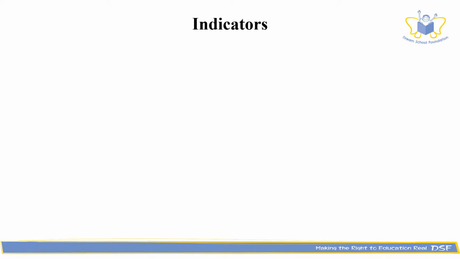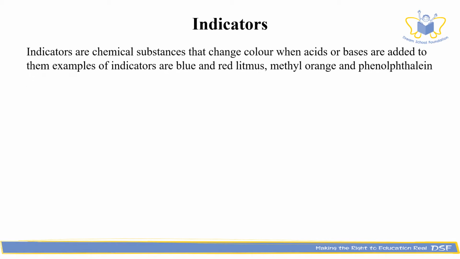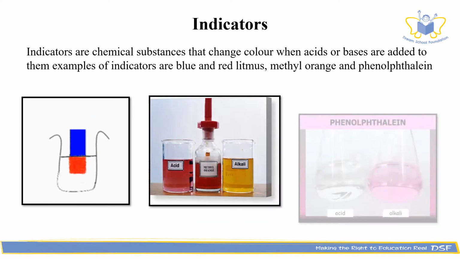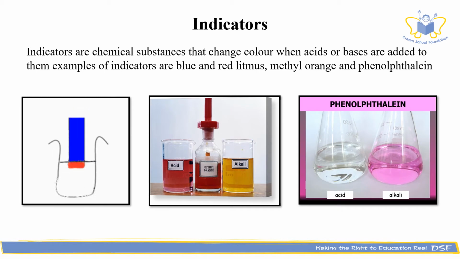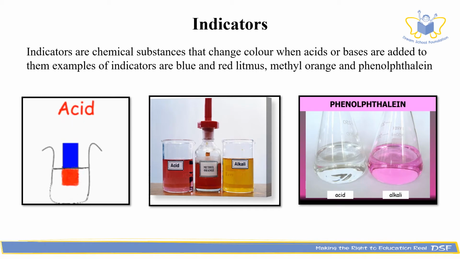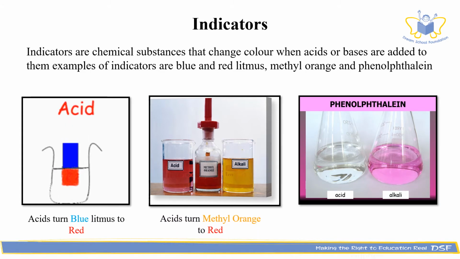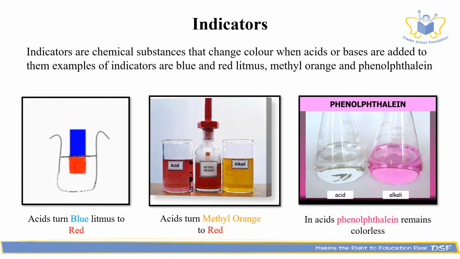What are indicators? Indicators are chemical substances that change color when acids or bases are added to them. Examples of indicators are blue and red litmus, methyl orange, and phenolphthalein. Acids have the following effects on indicators. Acids turn blue litmus to red. Acids turn methyl orange to red. In acids, phenolphthalein remains colorless.